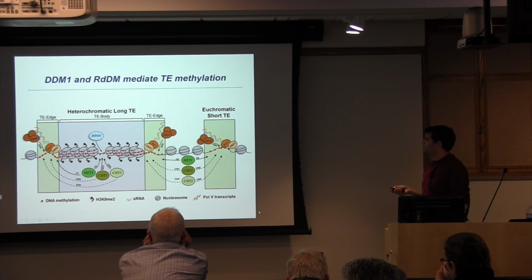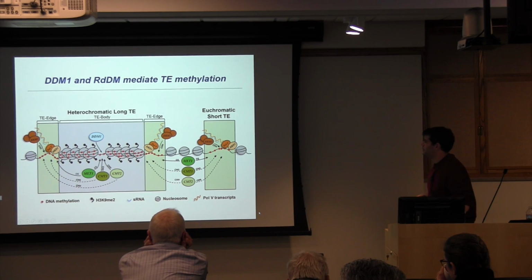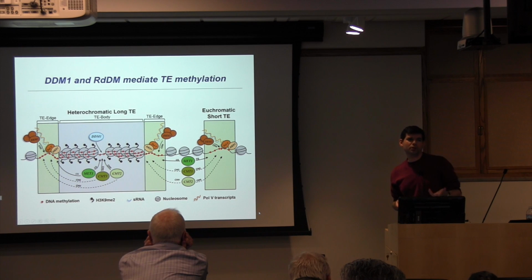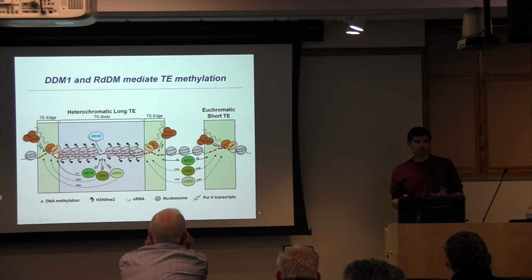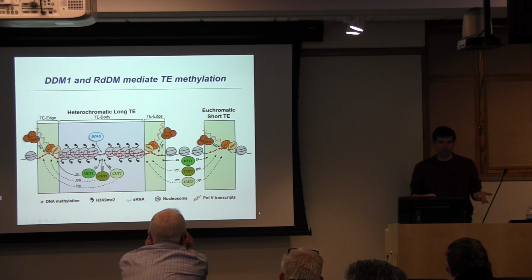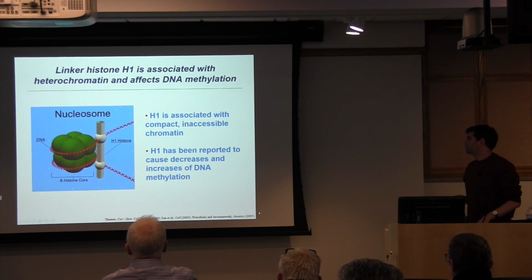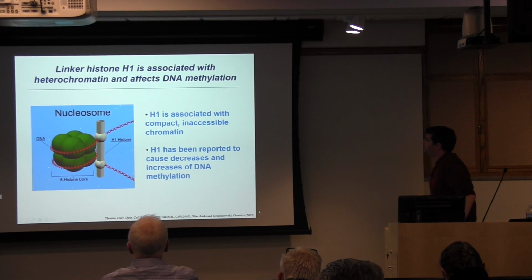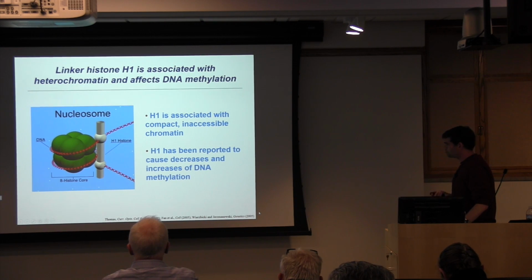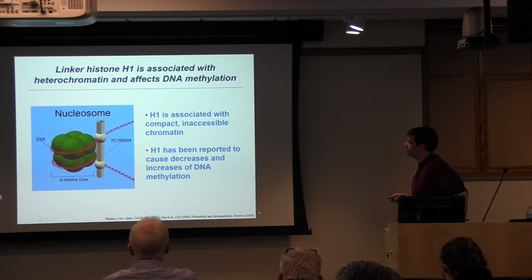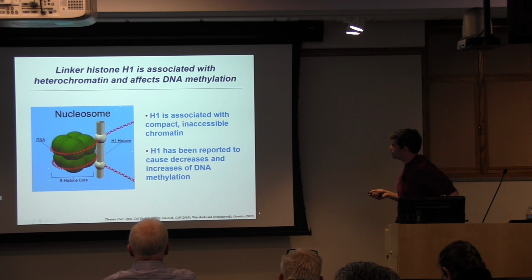So this links DDM1 to heterochromatin, but it doesn't really explain what it is about heterochromatin that makes DDM1 important. Why is it that we need DDM1 in heterochromatin more than in euchromatin? And this is where our work with DDM1 intersected with our work with another component of chromatin, linker histone H1. So H1 is a very abundant protein that's found in most eukaryotes, including in plants and in animals.